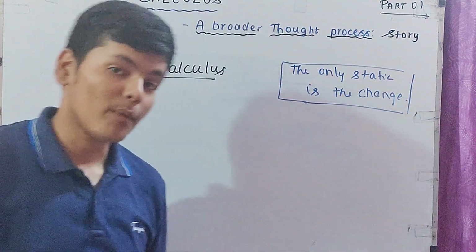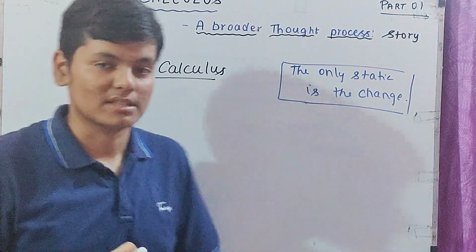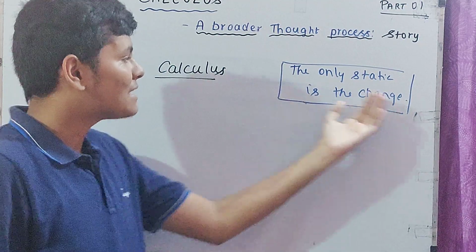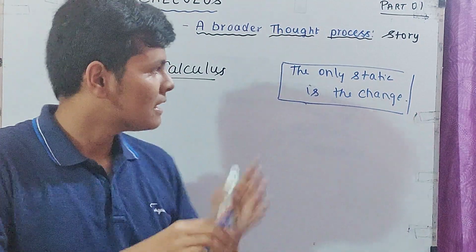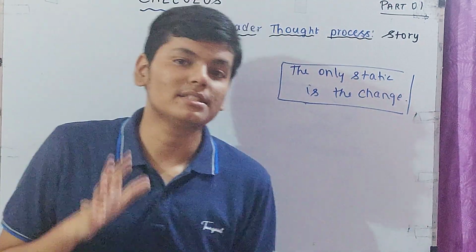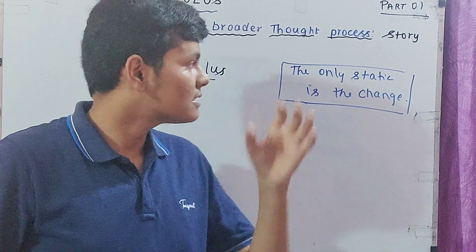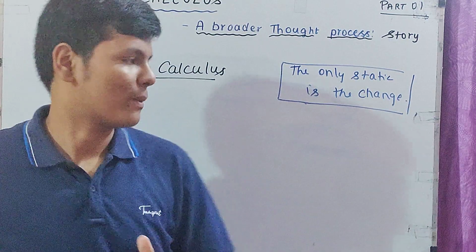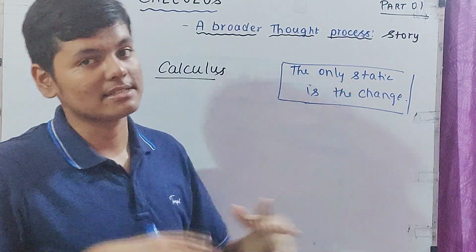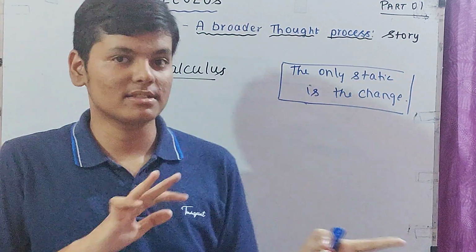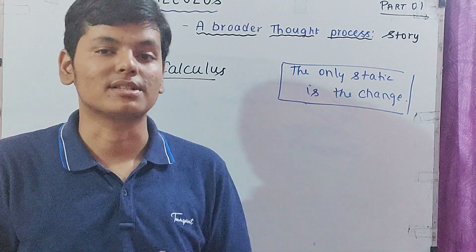This quote is very important to understand the field of calculus. The quote is that the only static is change. What does static mean? Static means stationary, still, not moving, with reference to something, but static is actually still at one point. But the only static thing is the change. Now it is ironic, controversial, both are paradoxes to each other.